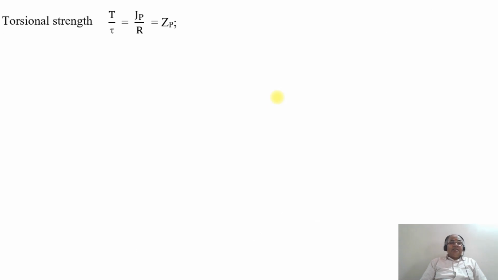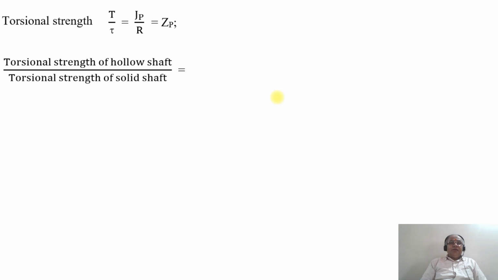Now what is torsional strength? The torsional strength is given by T by tau will be equal to Jp by R, that is the ratio of polar moment of inertia by the outer radius, which will be equal to Zp, the polar modulus. Therefore, we compare the hollow shaft with respect to the solid shaft: the torsional strength of the hollow shaft divided by the torsional strength of the solid shaft will be equal to the sectional modulus of the hollow shaft, ZpH, divided by ZpS, the sectional modulus of the solid shaft.